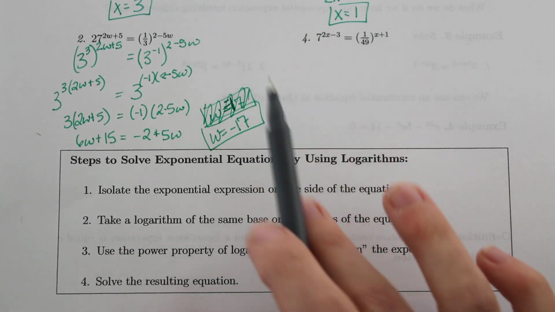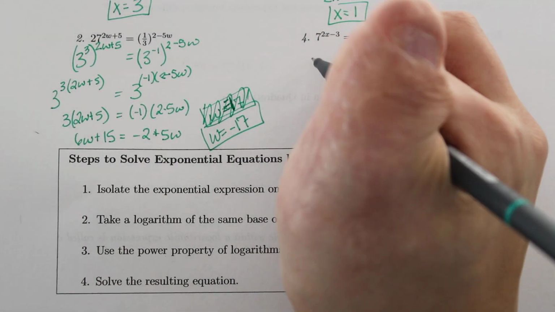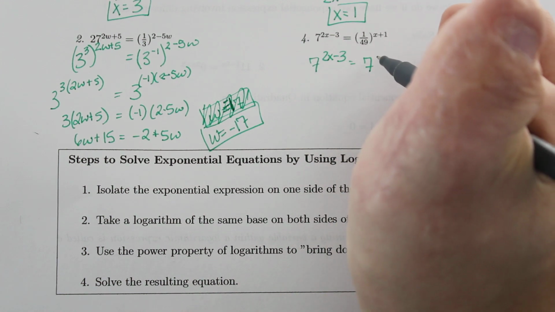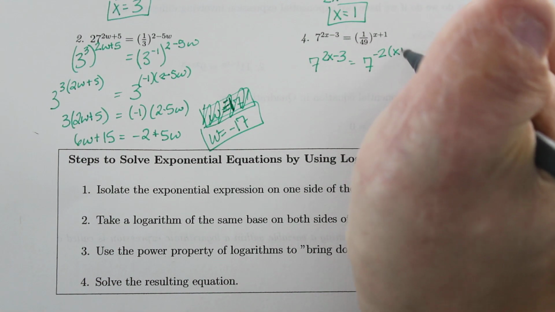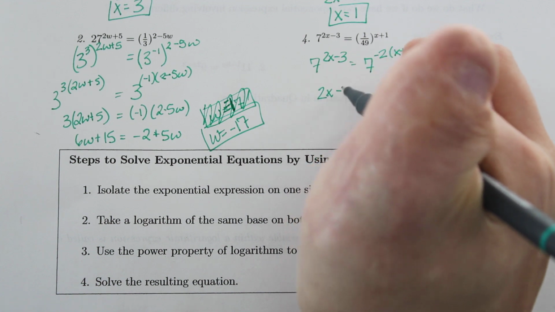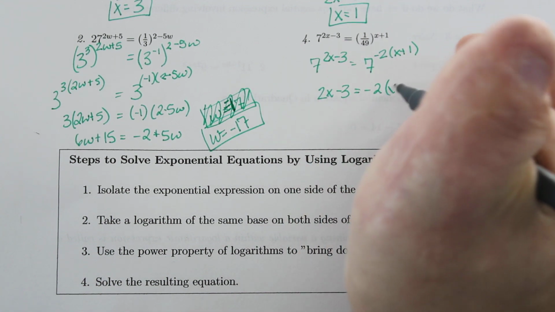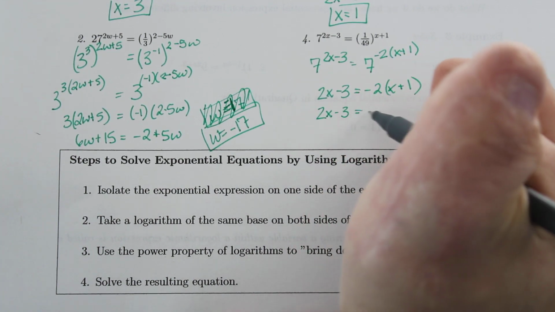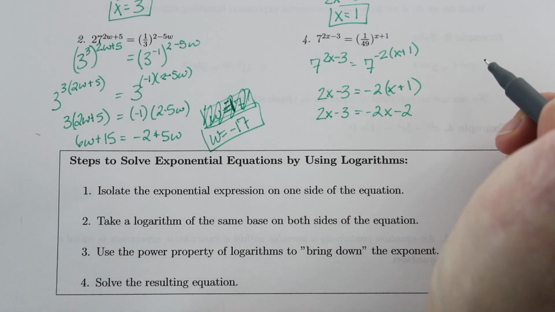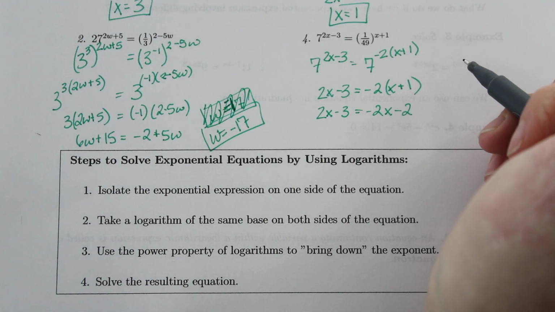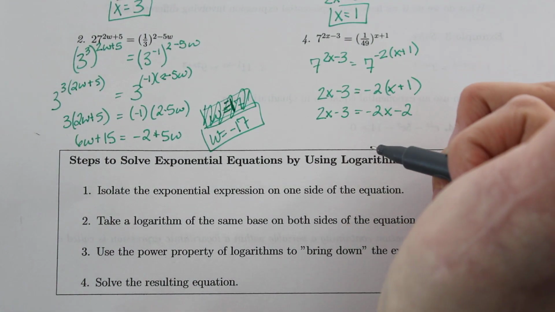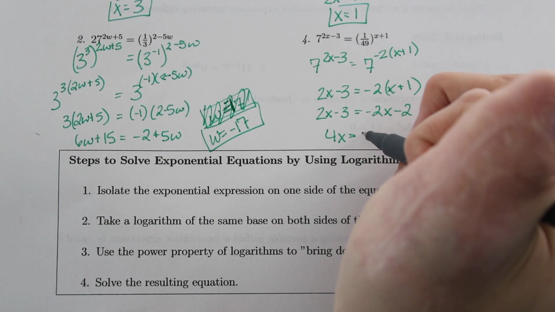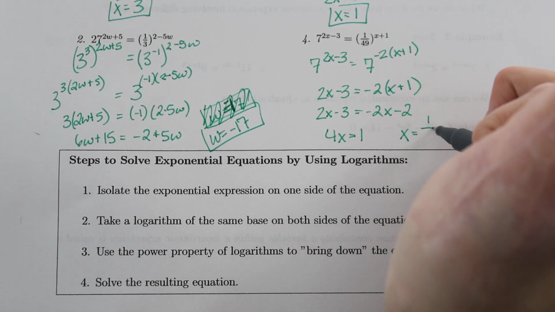Okay, if you set this one up and work it, you would get 7 to the 2x minus 3 is equal to 7 to the negative 2 times x plus 1. So 2x minus 3 is equal to negative 2 times x plus 1. So 2x minus 3 is equal to negative 2x minus 2. You add 2x to both sides: 4x, and adding the 3 to both sides, is equal to 1. So x is equal to 1/4.